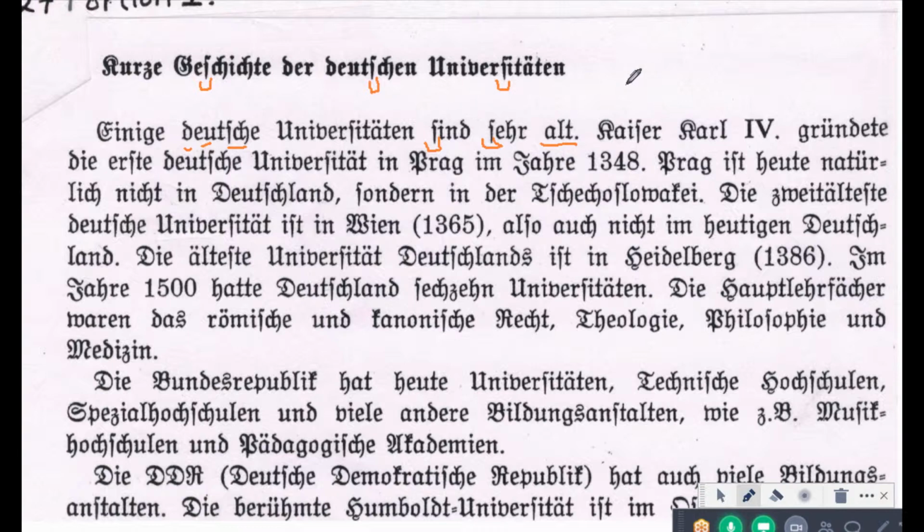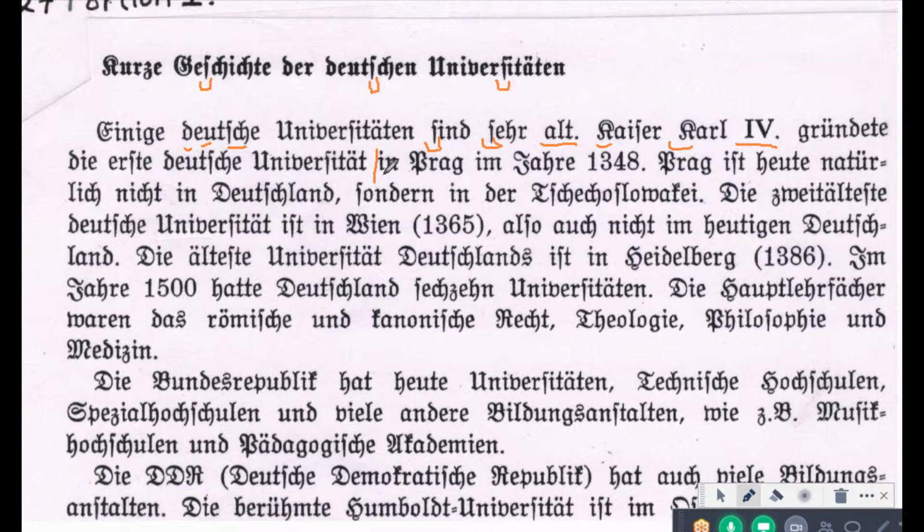So going on. Kaiser Karl IV. Gründete die erste deutsche Universität. Everybody? Kaiser Karl IV. Gründete die erste deutsche Universität. Good. So here, again, this looks like an R, but since we know that Kaiser, Karl are Ks, we recognize them as Ks. And this is the fourth, der vierte.